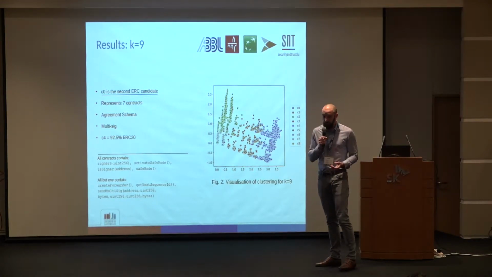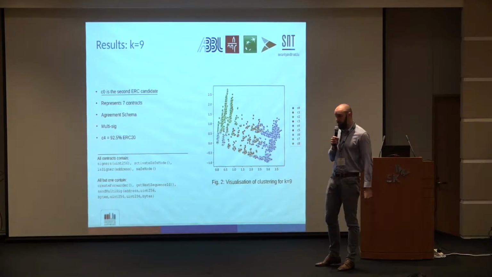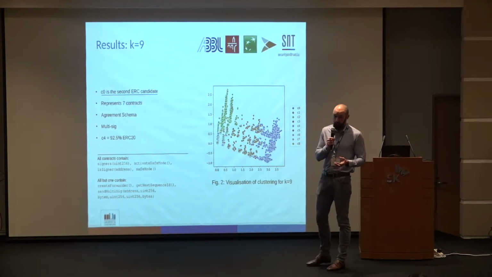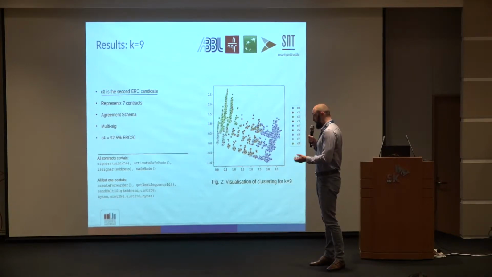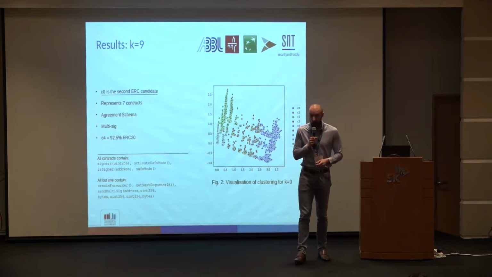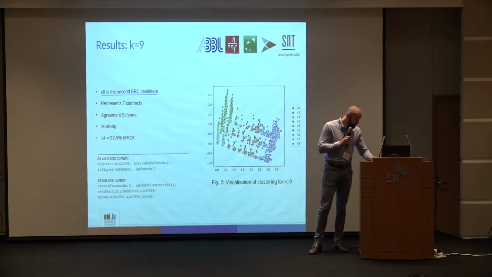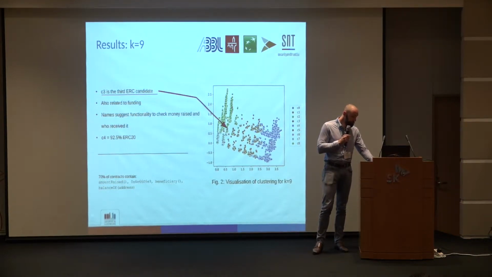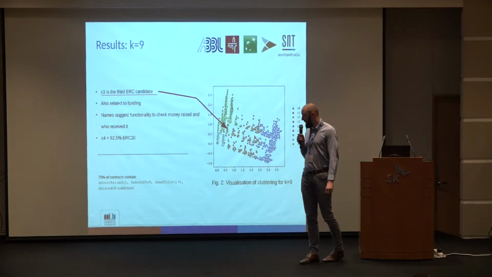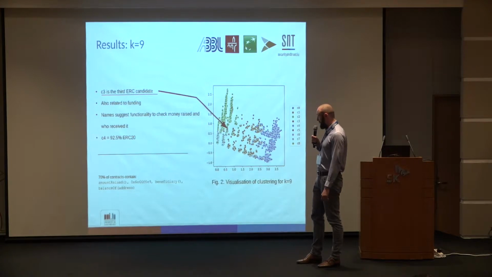And again, at the bottom there, you can see the function names that resulted from the reverse lookup. As far as we can tell, it's something to do with an agreement schema, because we have multi-sig in there, things like that. So it's some kind of multi-party agreement contract, it appears to be. So C3 is our third candidate. It also appears to be related to funding in some way.